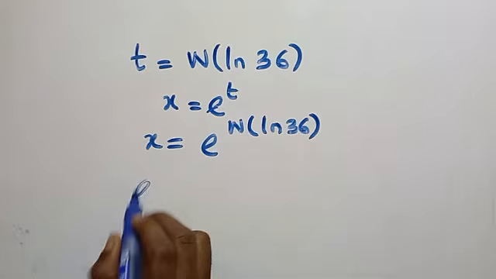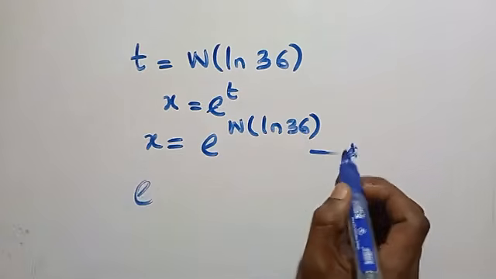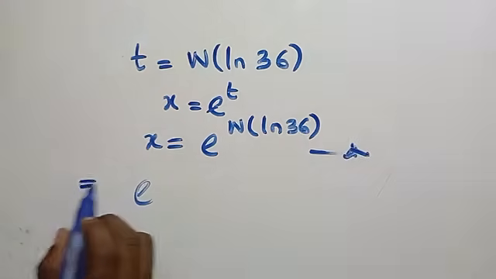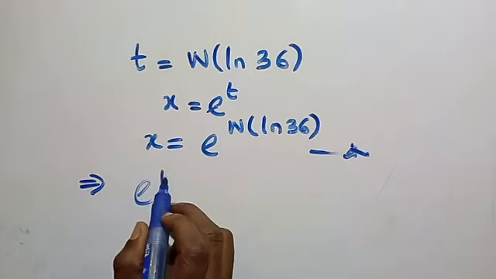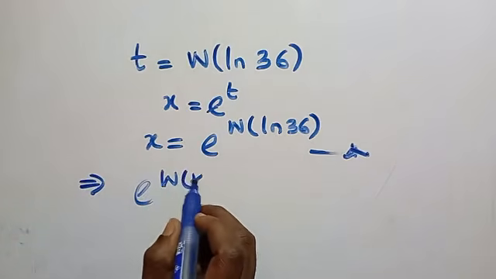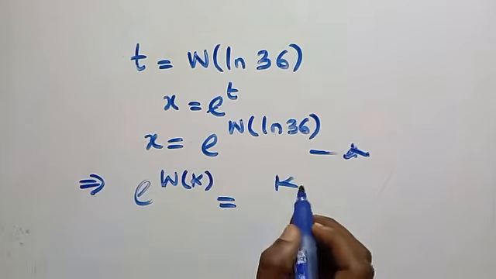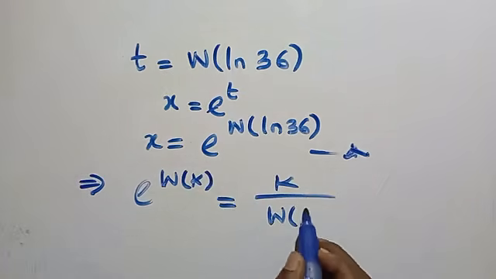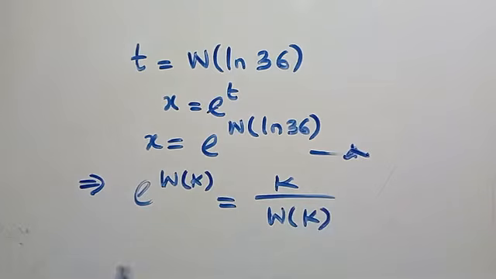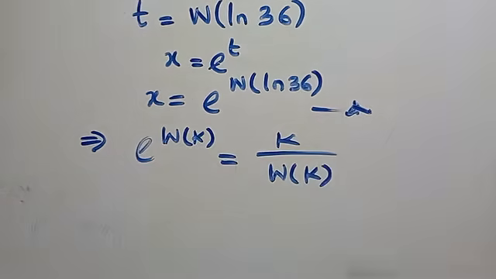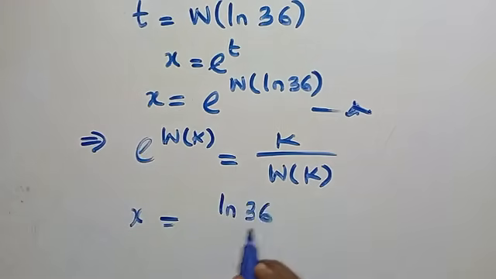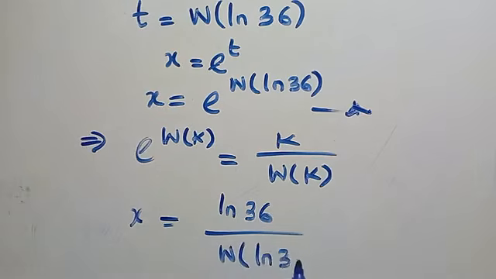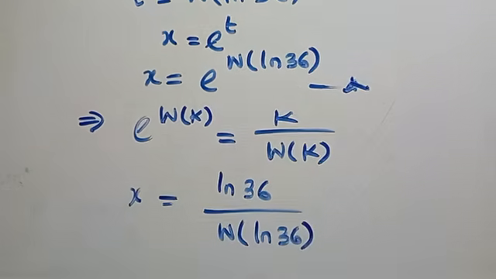Let's say we have e to the W of, let's say, k. This is the same thing as k divided by W of k. They are the same. This is just the identity, and by applying it, we are going to have x equals ln of 36 divided by Lambert function of ln 36. This is what we have for the answer basically.